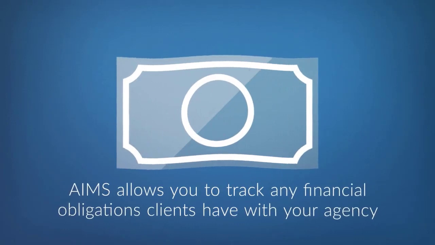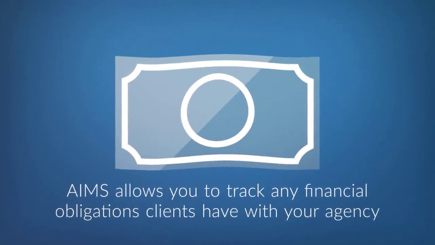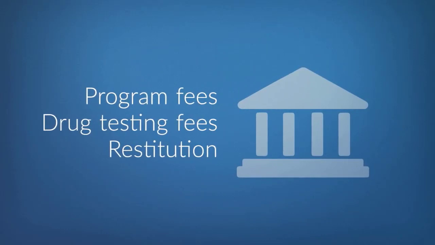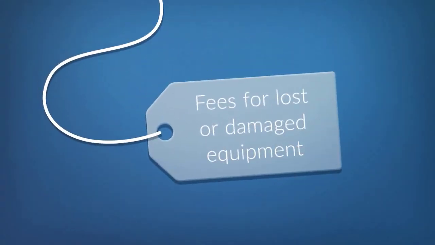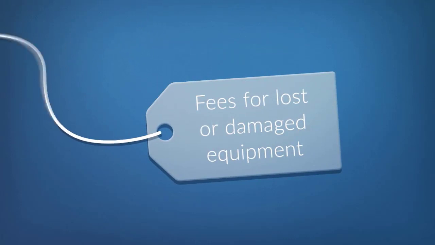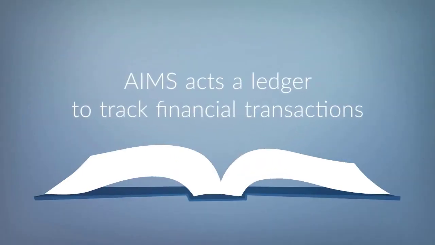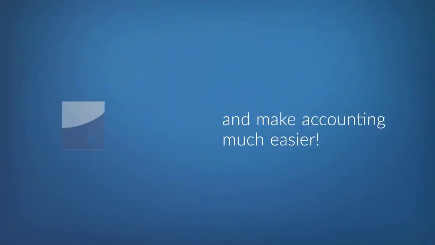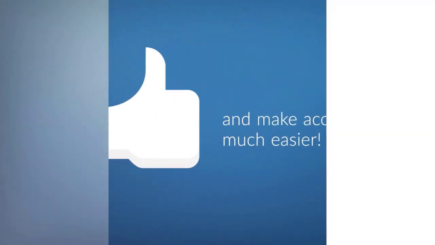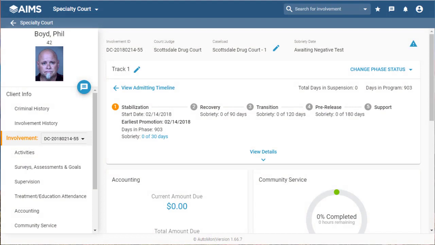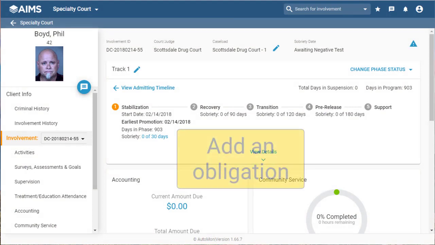AIMS allows you to track any financial obligations your clients must pay to your agency. Perhaps you regularly charge program or drug testing fees, or maybe you only charge clients for damaged equipment like a GPS monitor. While AIMS does not actually process payments, it acts as a ledger to track financial transactions and make accounting much easier. Before you can add charges to a client's account, you first need to add a financial obligation. The obligation specifies what the charges are for.